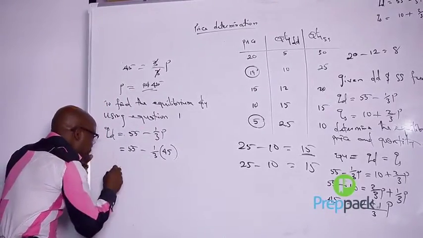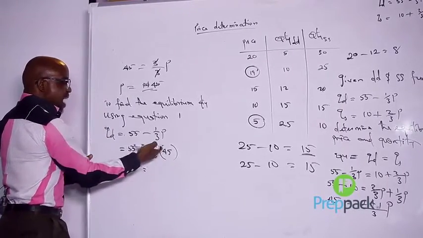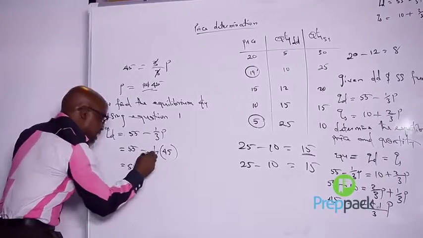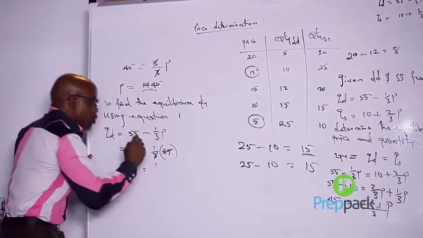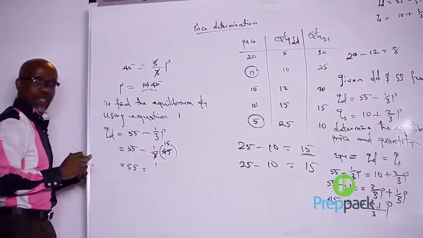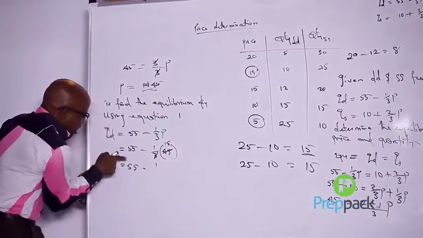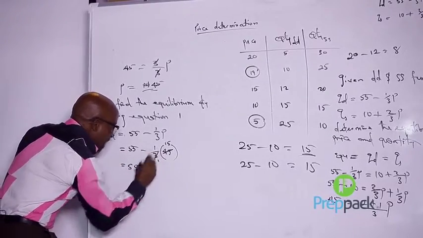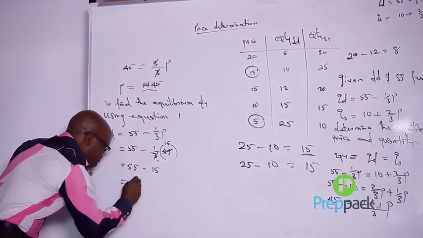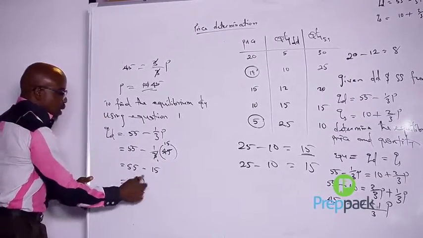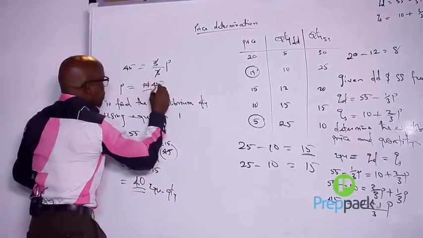Therefore, 55 minus, now multiply 1 over 3 by 45. The 3 here is going to be 1, then 3 into 45 gives 15. Yes. Good. Now that's 55 minus 15. That gives me 40. Good. So this is the equilibrium quantity.